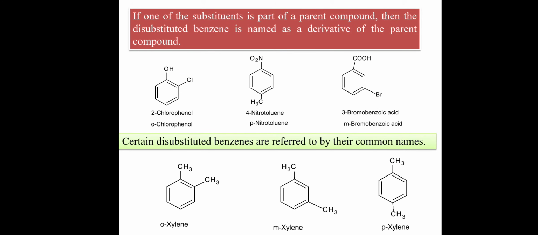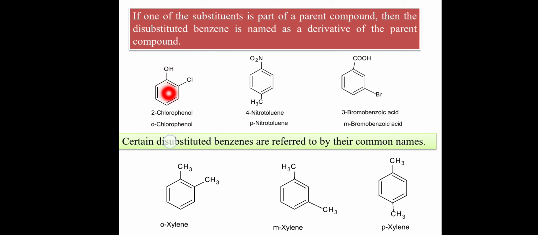If one of the substituents is a part of the parent compound, then the disubstituted benzene is named as a derivative of the parent compound. Here, in the first example, the hydroxyl group is attached to the benzene. If a hydroxyl group is attached to the benzene, then the name of the compound is phenol. But in addition to the hydroxyl group, here chlorine is also present. Here, the parent compound is phenol.